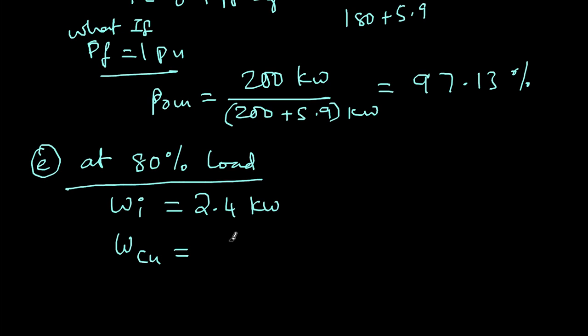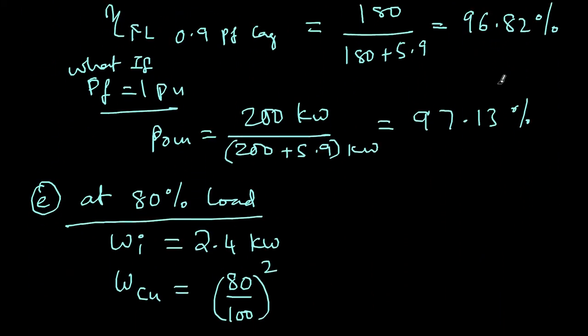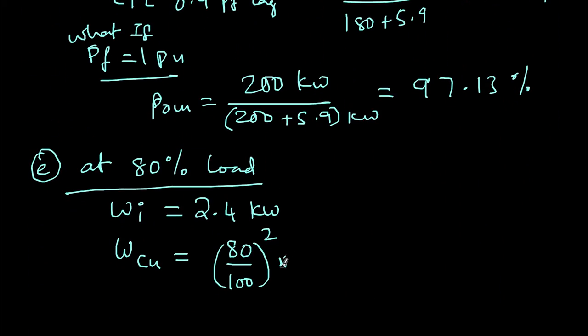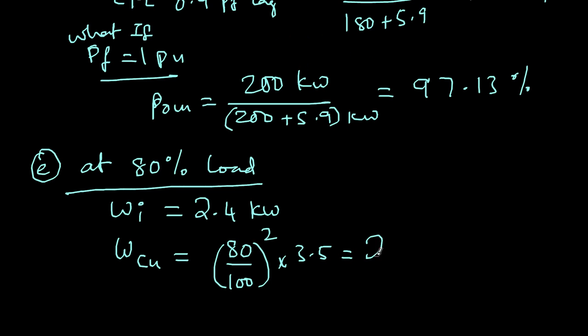Right now my loading is 80%, so that is 80 by 100. I have to square this because losses are proportional to the square of the current. 80% load means current will become 80%. Therefore, the losses will be proportional to 80 by 100 squared, multiplied by the full load copper losses, which is 3.5 kilowatt. So let's do 80 divided by 100 to the power of 2 multiplied by 3.5. I'm getting 2.24 kilowatts.